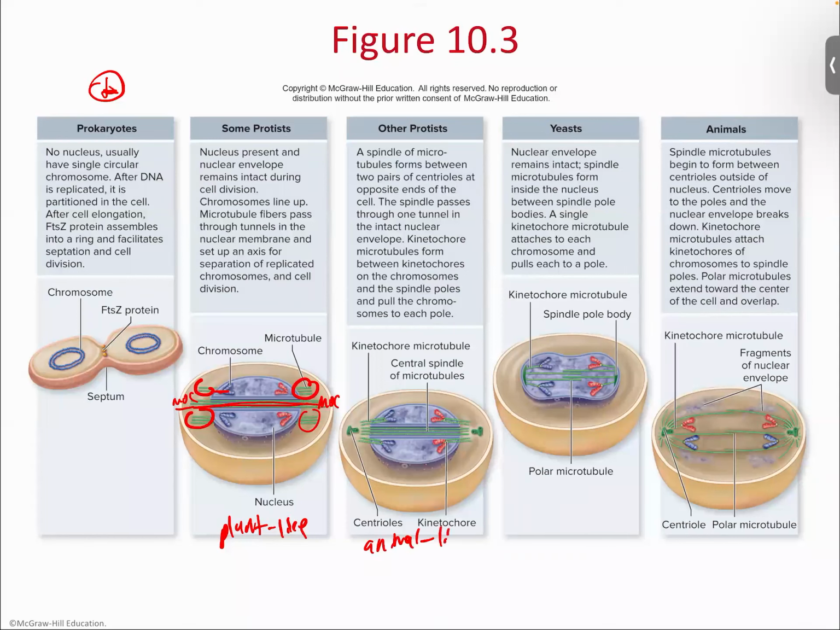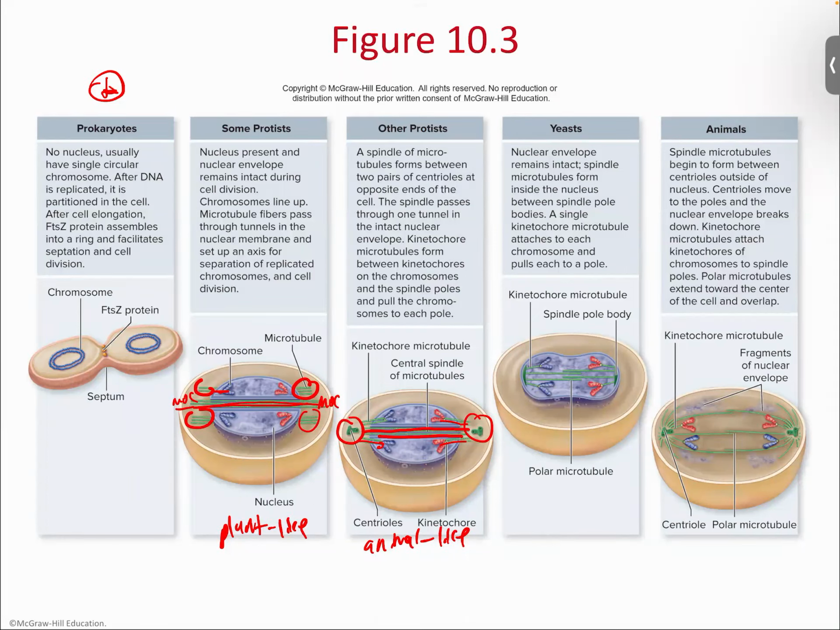The animal-like ones are a little bit different, right? Because now they've got centrioles. So they form their spindle with the centrioles. Same idea though. Notice they've got the thoroughfare microtubules, and then they actually puncture directly into the nuclear envelope and grab onto those chromosomes and pull them to the side. But notice in both cases, your nuclear envelope remains intact.